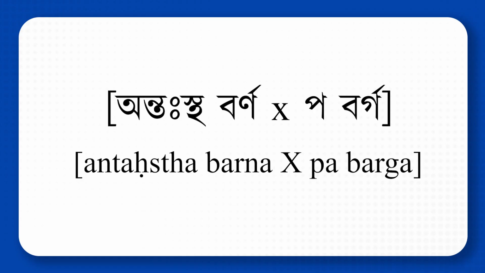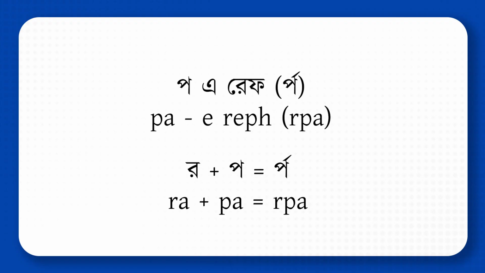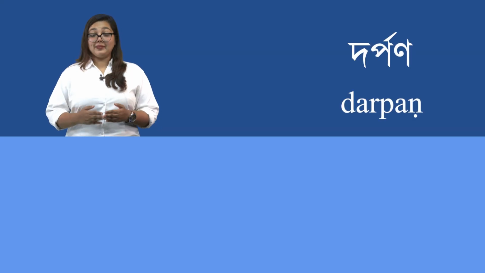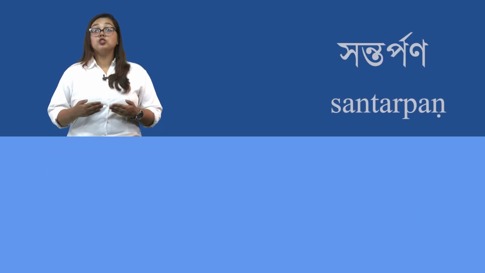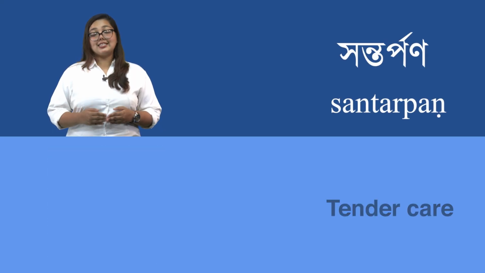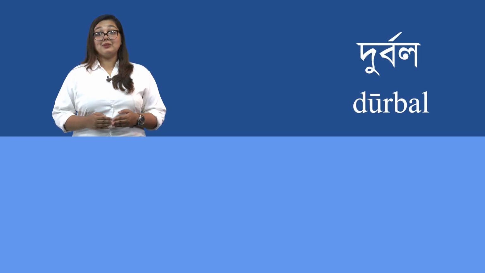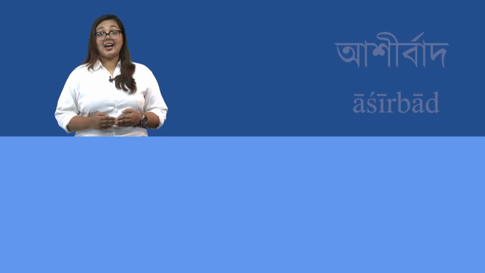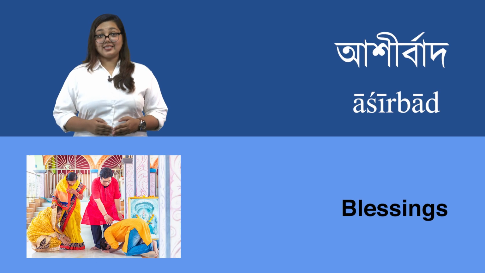The last merge of Antastha Borno is with Paborgo. The first three clusters are with ref. Those are Poe ref, which can be found in words like Dorpon means mirror and Shantarpon, which means tender care. Next is Boy ref, which can be seen in Durbal means weak and Ashirvad means blessings.